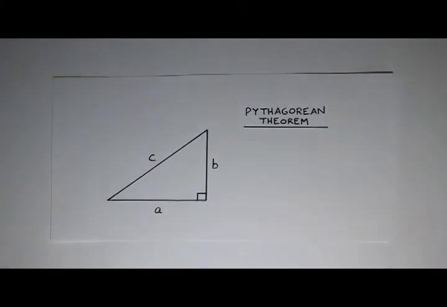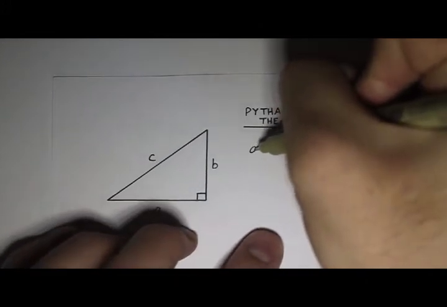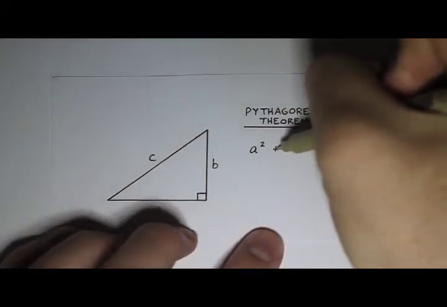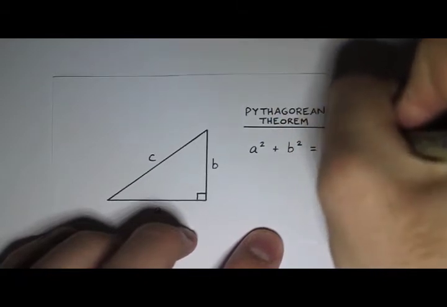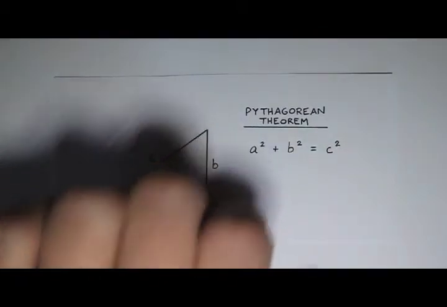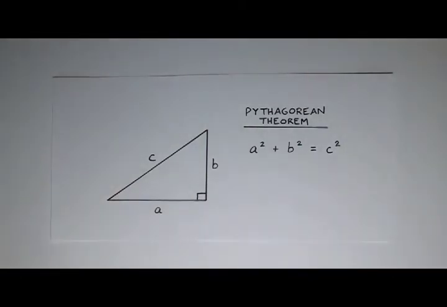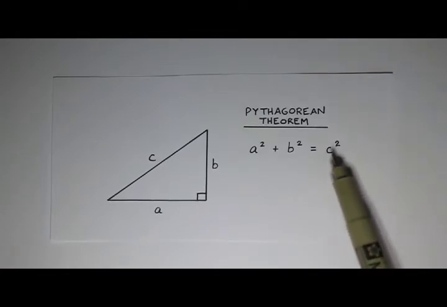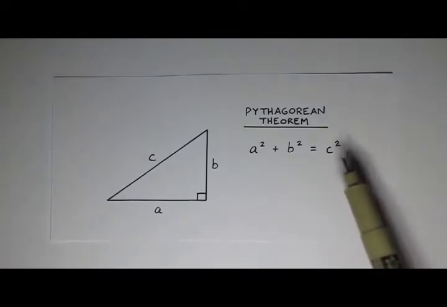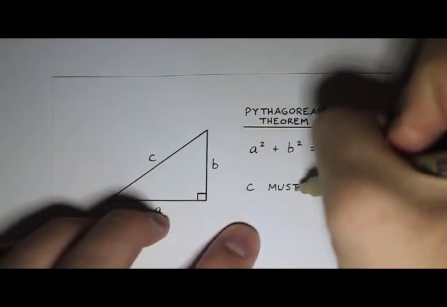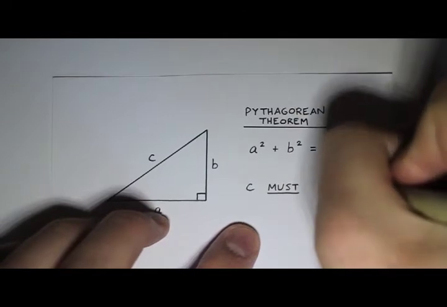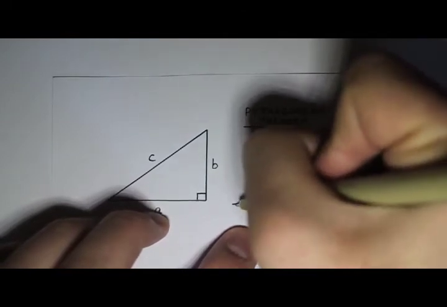The Pythagorean theorem says that if you take a squared and add it to b squared, then that should equal c squared. Now, when you're doing this, you have to make sure that c in the equation is the hypotenuse. In other words, the thing that's by itself on this side of the equation has to be the hypotenuse. So C must, and that's important, be the hypotenuse.